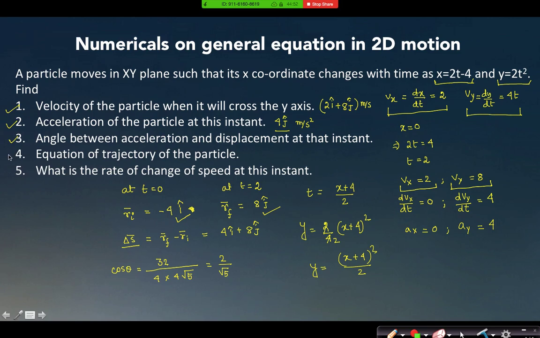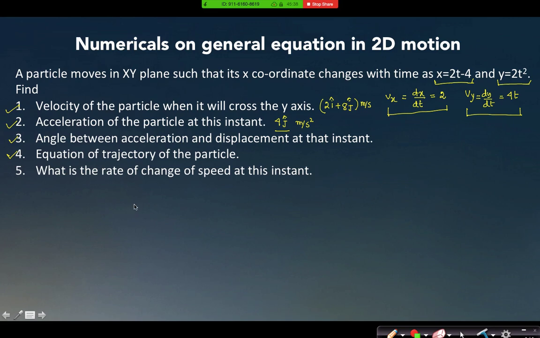Now the fifth question is very interesting. What is the rate of change of speed at this instant? Suppose acceleration is dv by dt. Look how I can write this. dv by dt is acceleration. And what is d by dt of mod v? What is this one? It is the rate of change of speed. So I have to find the rate of change of speed, not the acceleration. Acceleration is 4 j cap, but the rate of change of speed is something different.